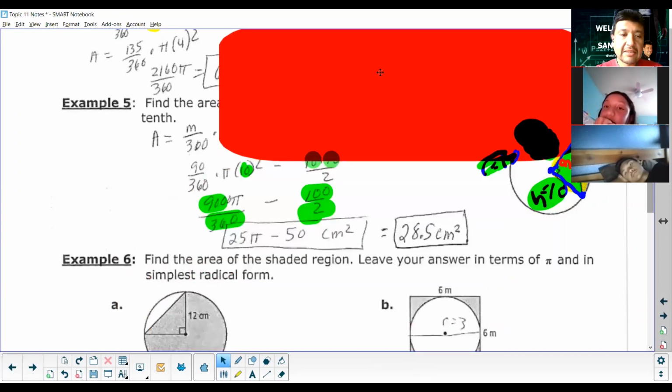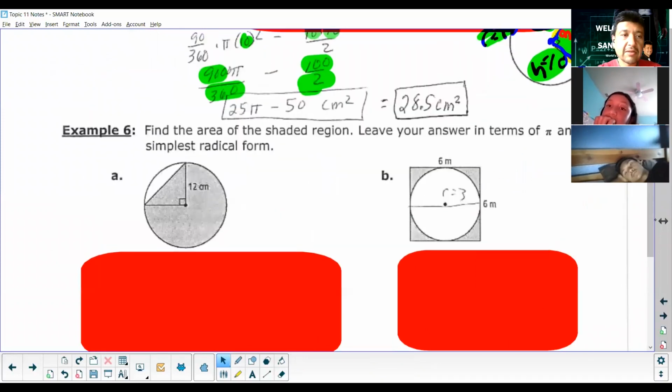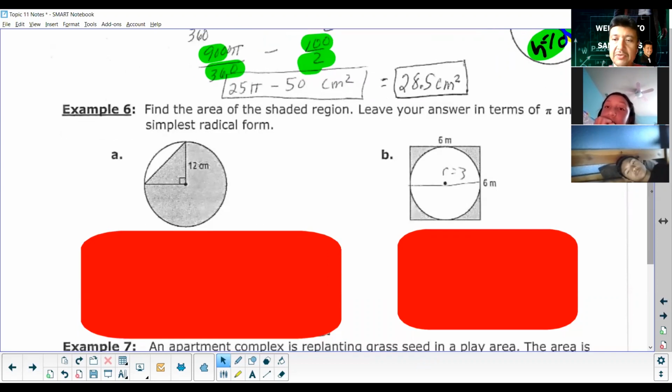All right, now on example 6, Marcus, why don't you read the directions to us? Hold on, let me move this over here. Find the area of the shaded region. Leave your answer in terms of pi and in simplest radical form. All right, good. Now I'm gonna go ahead and I'm gonna start with A, but I'm gonna open this question to both you, Celeste, and Marcus. Do any of you two kids know how to do A?